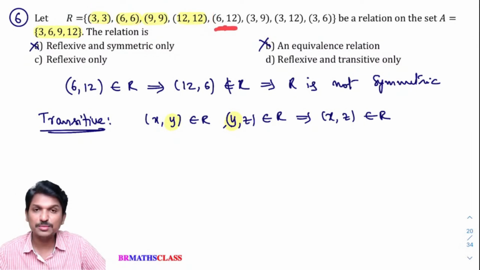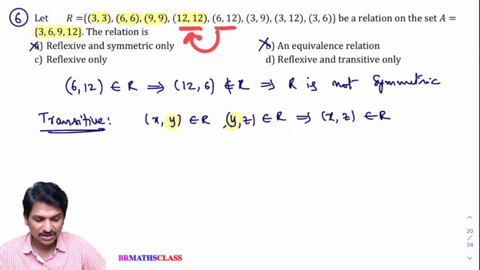First start with this element 6, 12. It ends with 12. You look whether any other ordered pair starts with 12. You take 6, 12. It ends with 12. Now you look for another ordered pair which starts with 12. This starts with 12, but I said you don't consider these 4 elements. Don't consider these 4 elements.